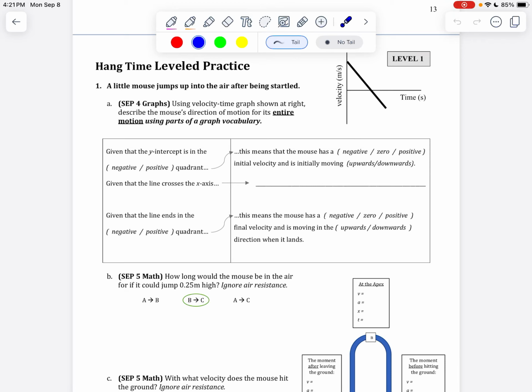All right, I want to walk you through some of the basics of hang time. First off, look at this problem here. Little mouse jumps up into the air after being startled, and we have a velocity versus time graph that's given to us. And the prompt says, using the velocity versus time graph shown at right, describe the mouse's direction of motion for its entire motion using parts of the graph vocabulary.